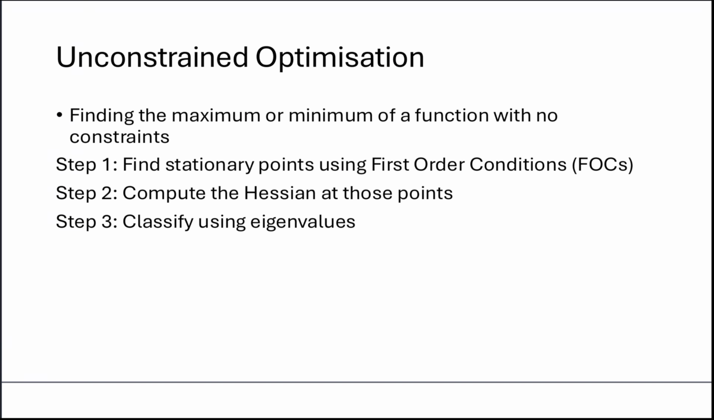Unconstrained optimization allows us to find the maximum or minimum of a function where there are no constraints, hence why it's unconstrained. Step number one in the process of finding the maximum or the minimum is to first find the stationary points using first order conditions. Step two would then be to compute the Hessian at these points. And then step three is to work out the eigenvalues and use them to classify the optima.